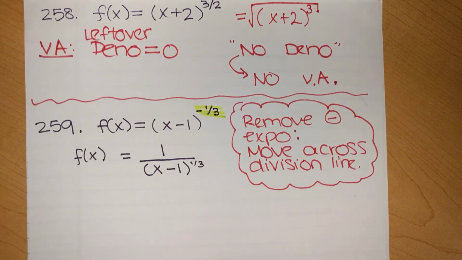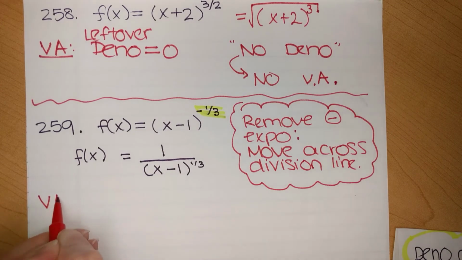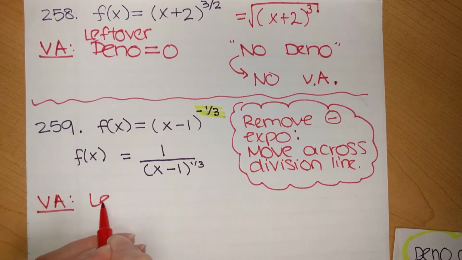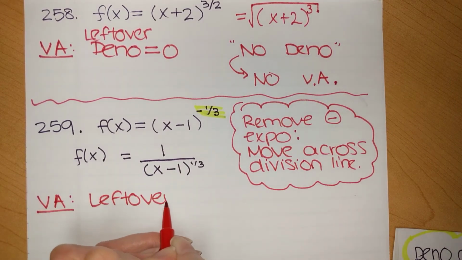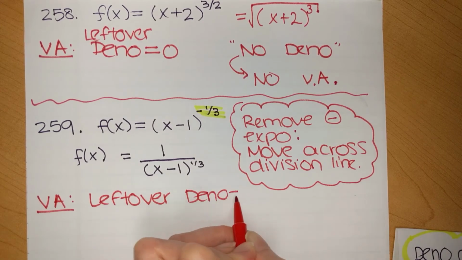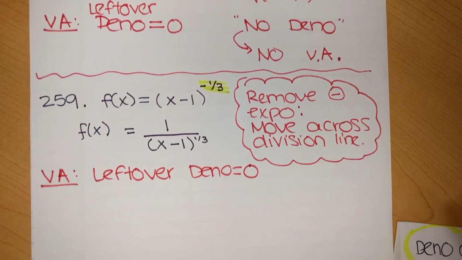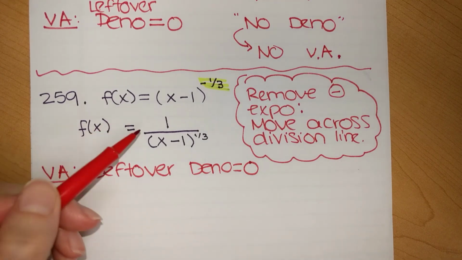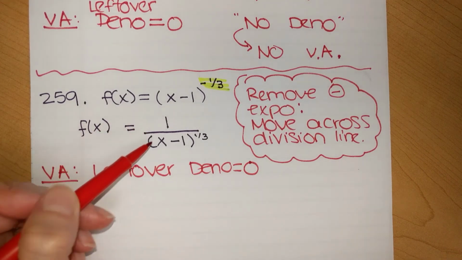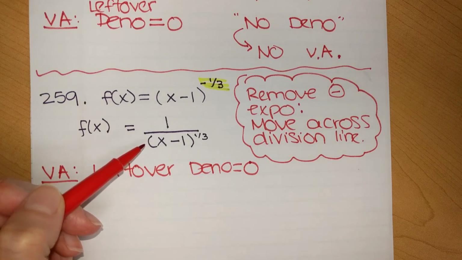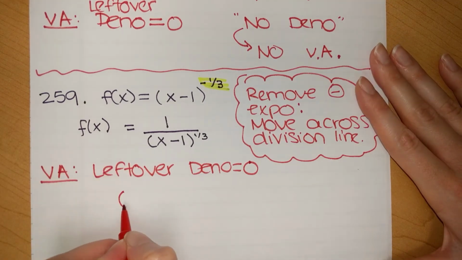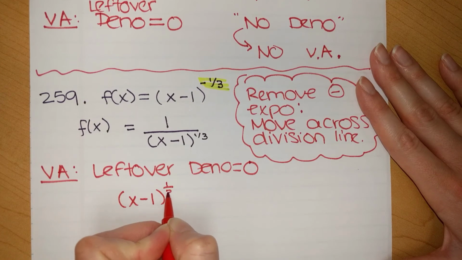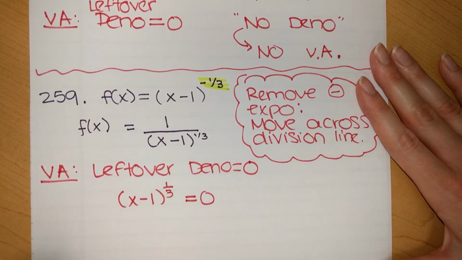Now, we go back to our idea that with vertical asymptotes, we are interested in what is the leftover part in the denominator. So we look at the leftovers in the denominator and set those equal to 0. Now, before we do anything, we have to see if anything can factor and cancel. When you look at this, there's nothing to factor for 1, nothing to factor for the x minus 1 to the 1/3. So that means that x minus 1 to the 1/3 is going to be our leftover denominator.